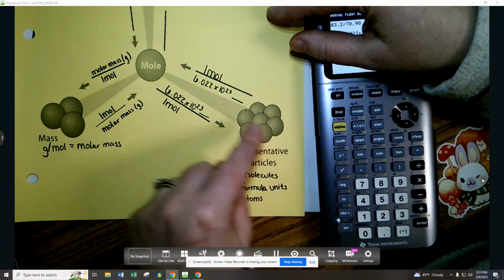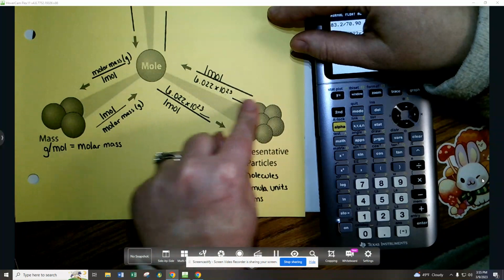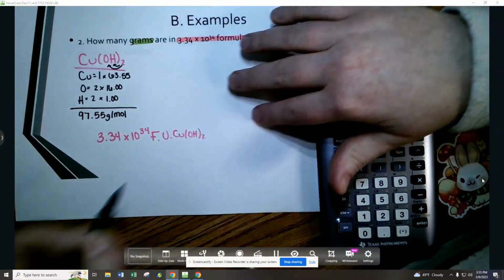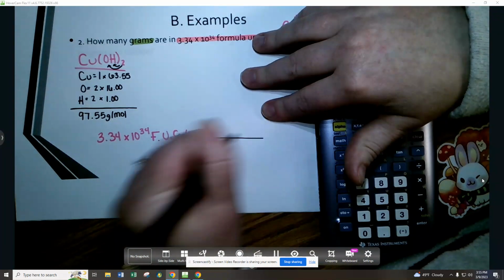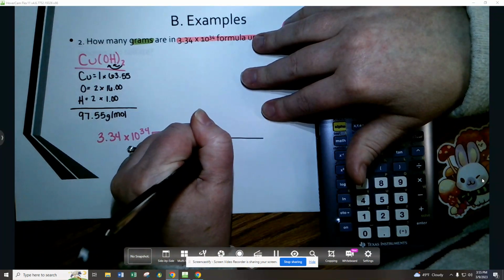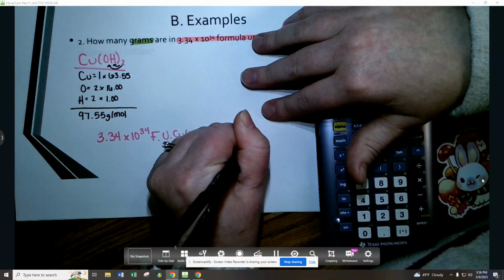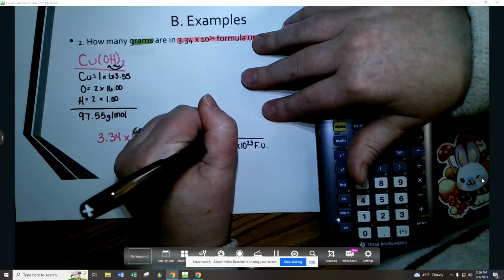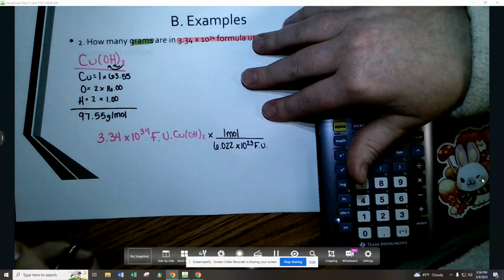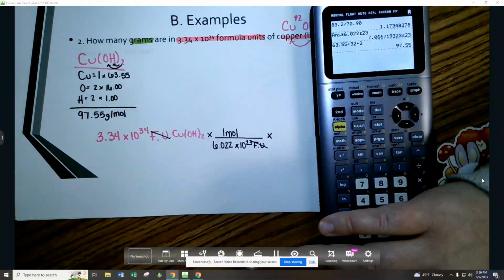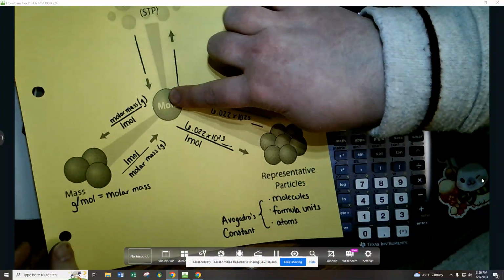I'm going from formula units to moles. This is the conversion factor that would apply. Again, that reaffirms that I have formula units. I have to divide by formula units. So I would take Avogadro's constant of 6.022 times 10 to the 23rd is equal to 1 mole. That allows formula units to cancel, and I'm at the mole, as the map stated I would be.